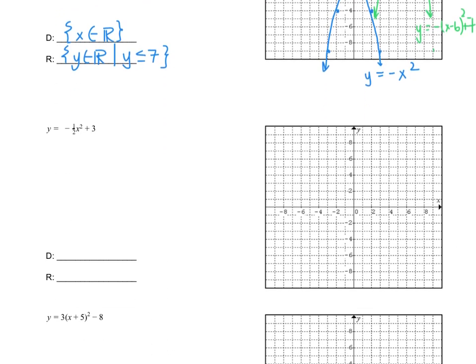Okay, let's go to the next one. So we have y equals -1/2 x squared plus 3. So I want you to pause the video and state the 3 transformations that are occurring here. And I also want you to graph your base or parent parabola on the grid to get ready for the transformations. So pause the video and then come back when you're done.